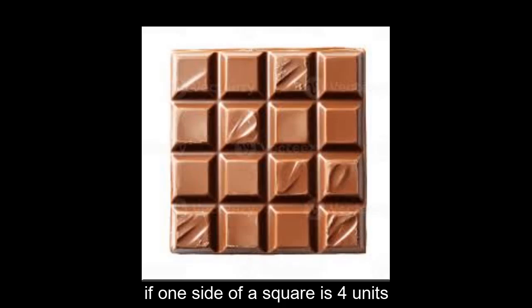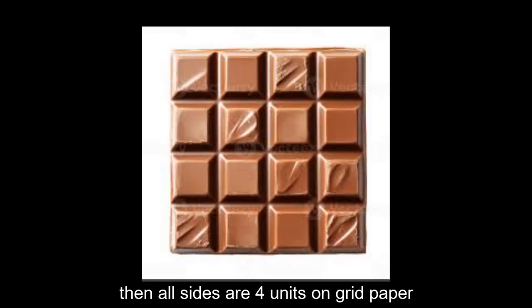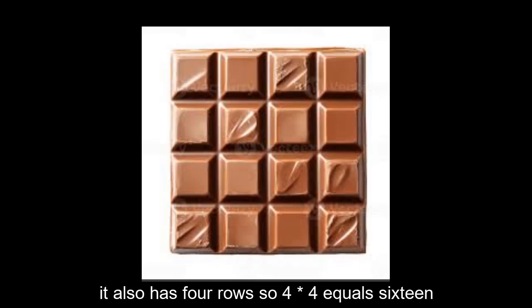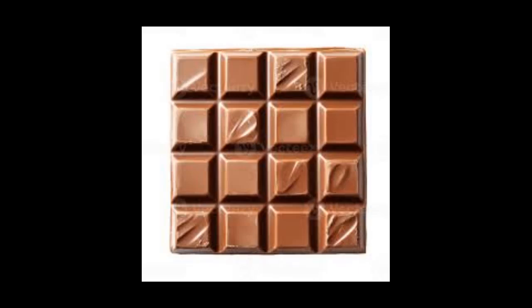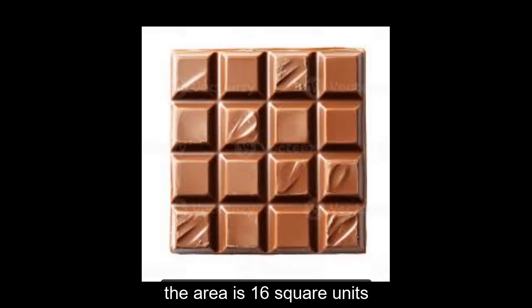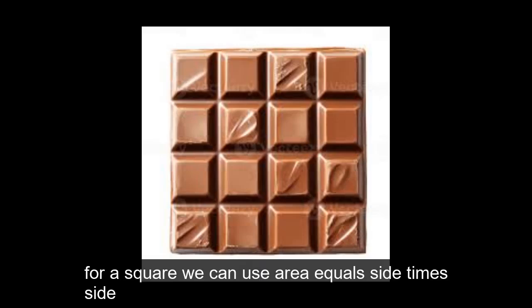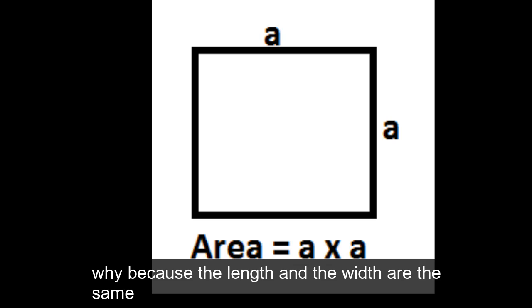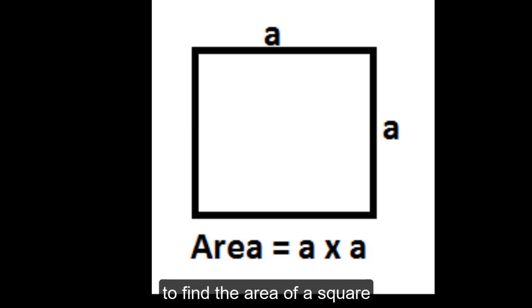If one side of a square is 4 units, then all sides are 4 units. On grid paper, this square has 4 squares in each row. It also has 4 rows. So, 4 times 4 equals 16. The area is 16 square units. For a square, we can use area equals side times side. Why? Because the length and the width are the same. To find the area of a square, use area equals side times side.